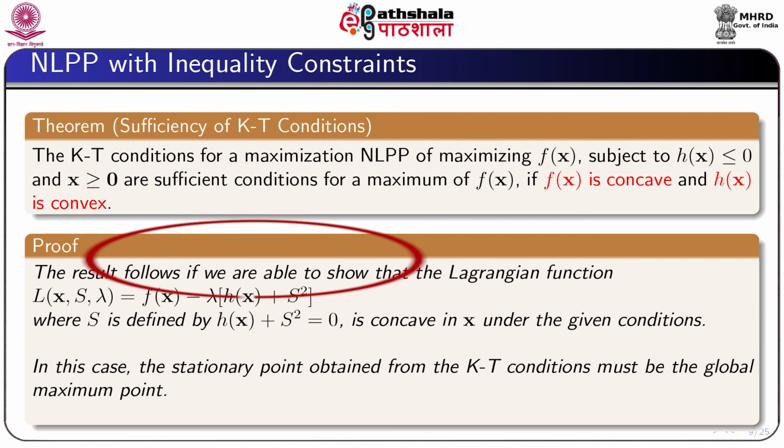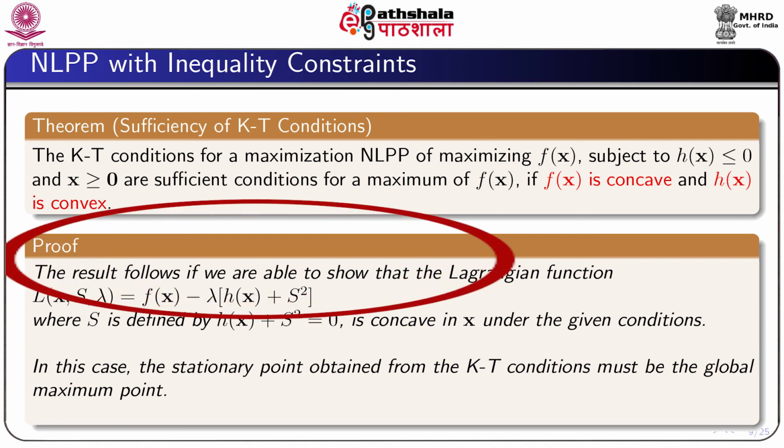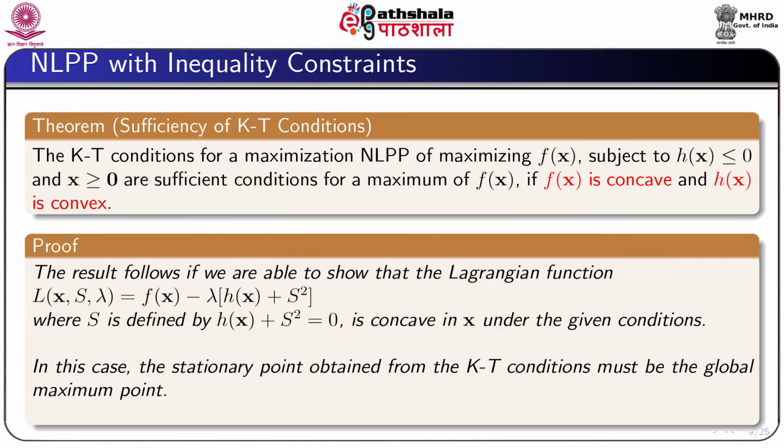The result follows if we are able to show that the Lagrangian function L, which is equal to f(x) minus lambda into (h(x) plus s square), where s is defined by h(x) plus s square equal to 0, is concave in x under the given conditions. In this case, the stationary point obtained from the KT conditions must be the global maximum point.